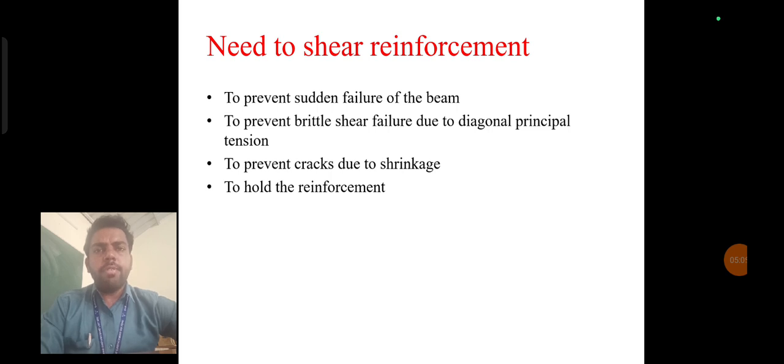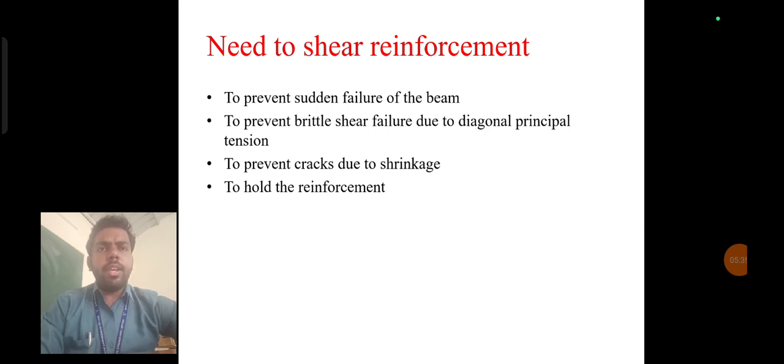Shrinkage means what? The change in volume. When some temperature or moisture is applied to the concrete material, the material will shrink at that location. In that situation, failure can occur at that location. These types of shrinkage failures can be minimized by using shear reinforcement.